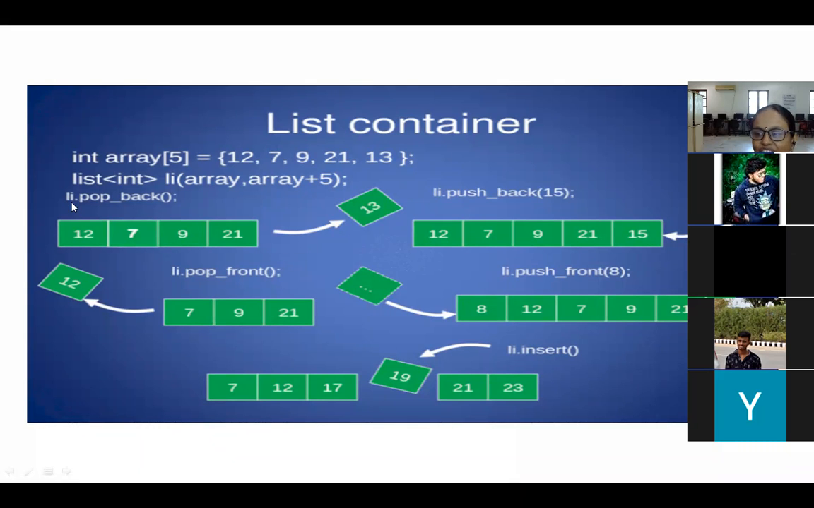As we did V dot pop and V dot push, similarly we have a list named LI. LI dot pop back, LI dot push back, LI dot pop underscore front, LI dot push underscore front, and LI dot insert. Everything is available here. That is the list container. The vector container is very useful for inserting, deleting, pushing and popping, and the list container also allows this.